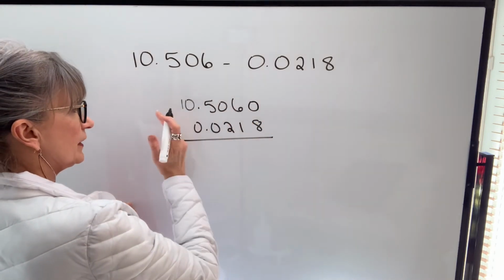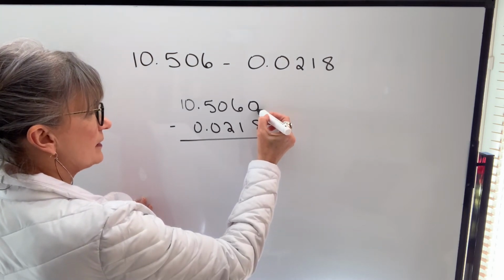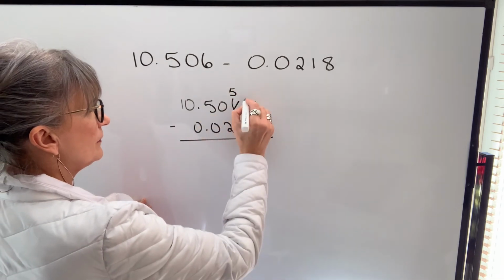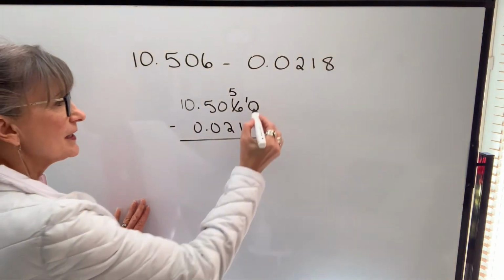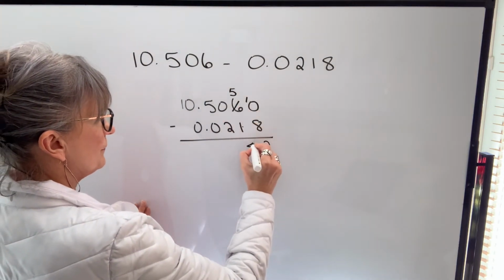Starting on the right and moving left, we subtract. So we want to subtract 8 from 0. We can't, so we have to borrow. We borrow from the 6, and it becomes 5, and that number then becomes 10. 10 minus 8 is 2. 5 minus 1 is 4.